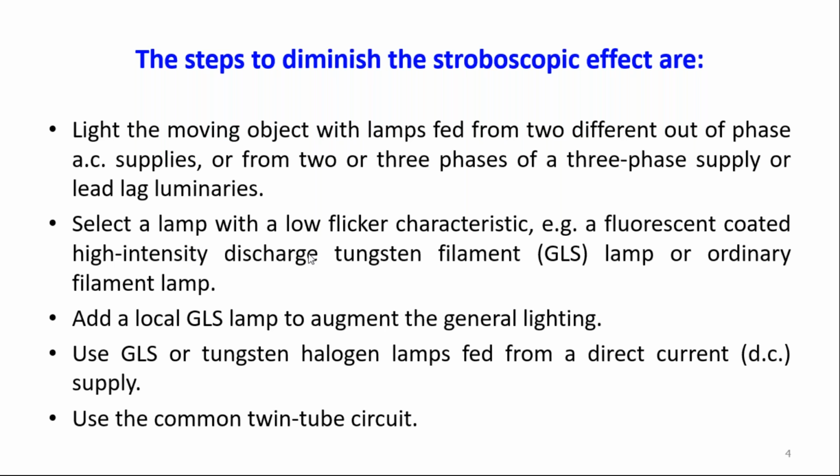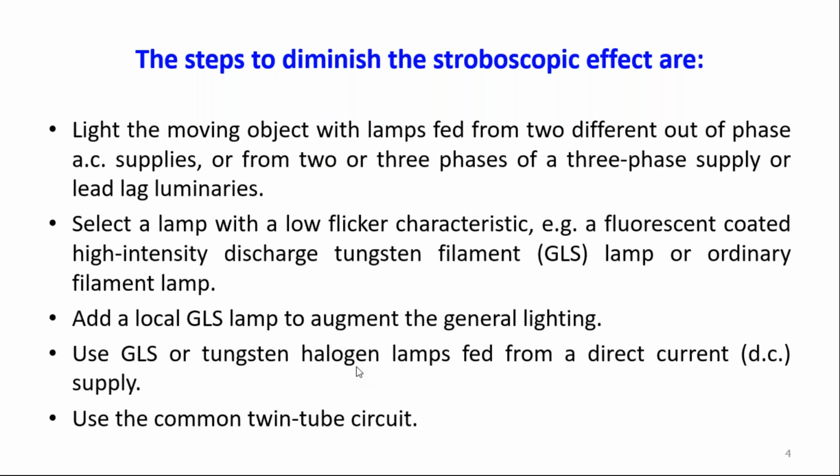Then select a lamp with low flicker characteristics. So you can go for low flicker characteristics lamps rather than high flicker lamps. A fluorescent coated high intensity discharge lamp, tungsten filament GLS lamp or ordinary filament lamp. So you can opt for the low flicker characteristics lamps. Add a local GLS lamp to augment the general lighting. Use GLS or tungsten halogen lamps fed from a direct current supply and use the common twin tube circuit. So these are the different solutions.